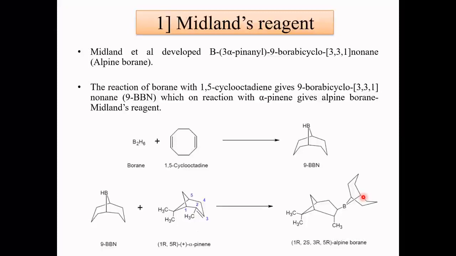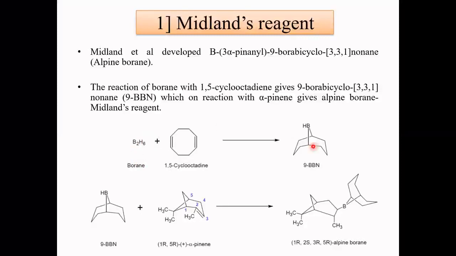To make this, the reaction starts with 1,5-cyclooctadiene reacting with a simple borane. When this reaction takes place, we end up with 9-borabicyclo[3.3.1]nonane, shortly called 9-BBN. This 9-BBN is then reacted with alpha pinene. First, let us understand how this reaction happens. This is your borane; actually it is a diborane type that exists in dimeric form. Borane always exists in dimeric form.